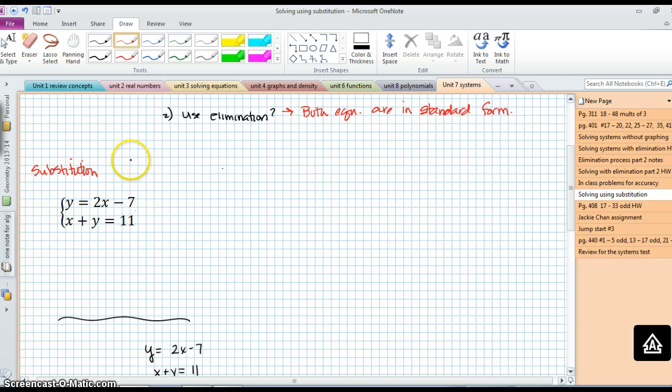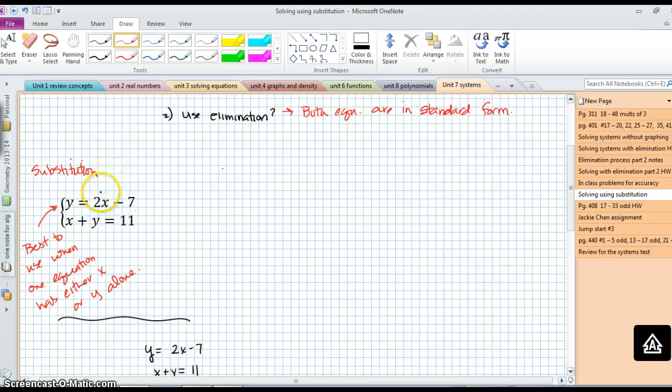So to use substitution, we want one of the equations to be solved. Like this equation has the y equals in front of it. And so that's kind of a clue that substitution is the best option there. So it's best to use when one equation has either x or y alone, like the top equation for this example here. So this is how to use substitution. I'm going to walk you through it real slowly.